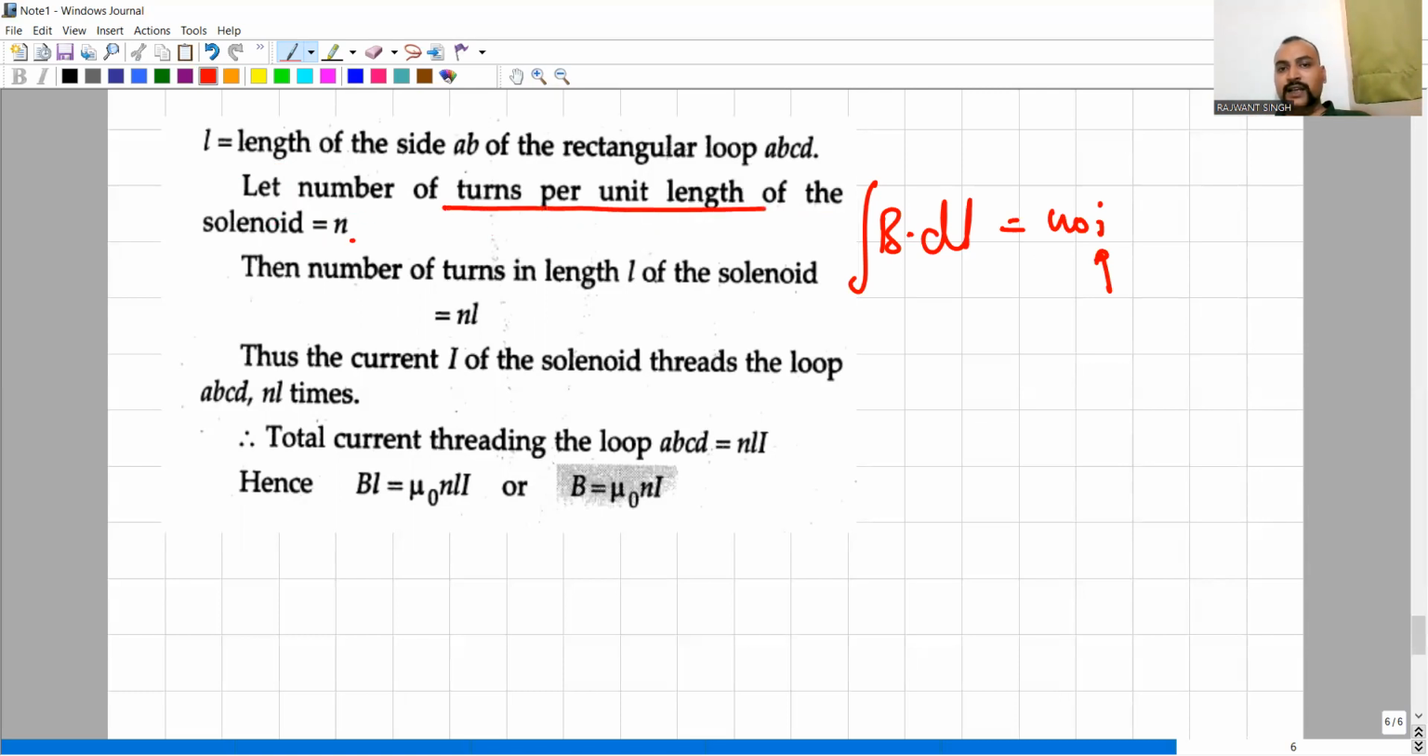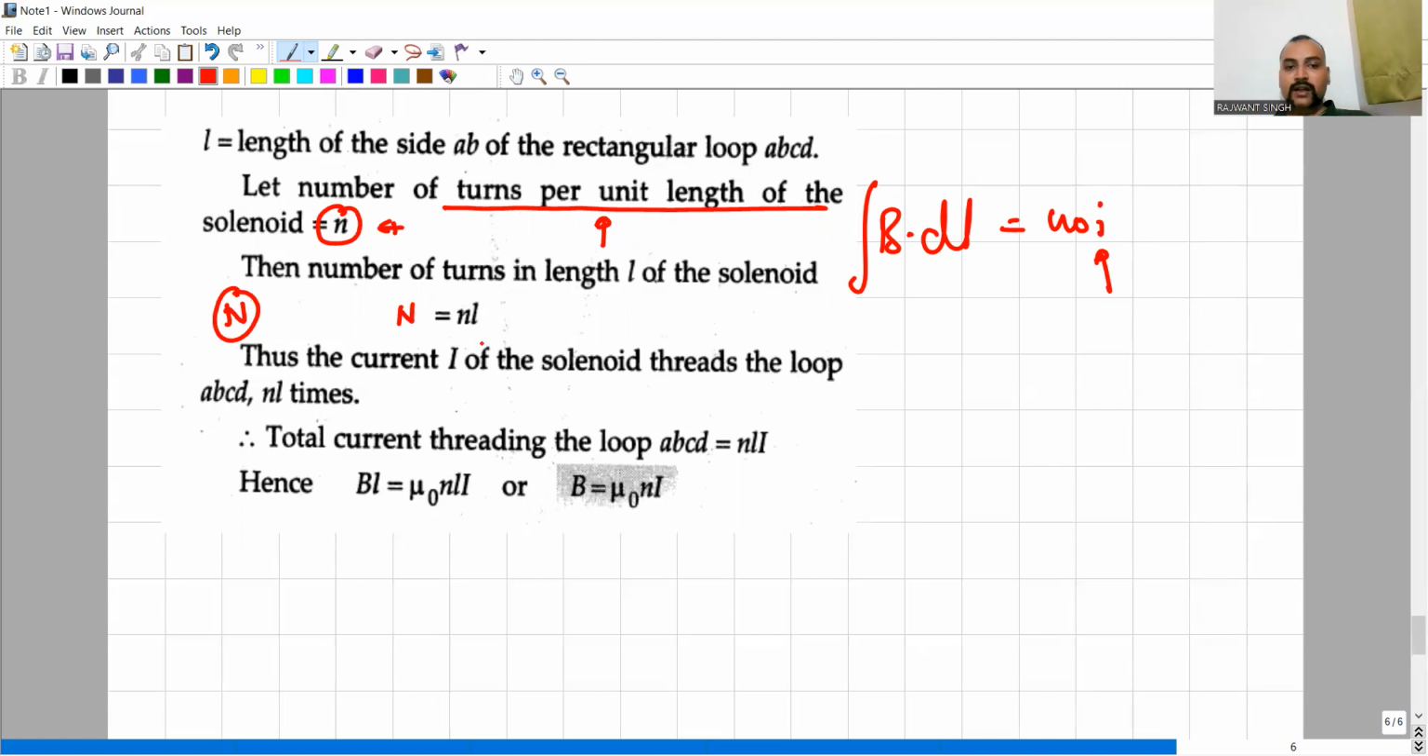The number of turns per unit length of the solenoid is small n, so do remember this as small n. In some study material, the total number of turns is written as capital N, so don't get confused. Small n is always the number of turns per unit length, and capital N is the number of turns per unit length times the length itself, that is the total number of turns.